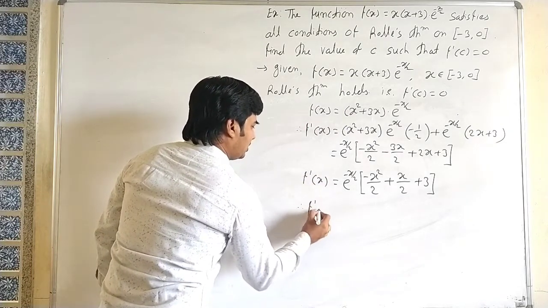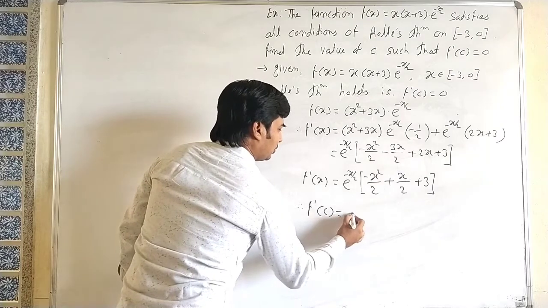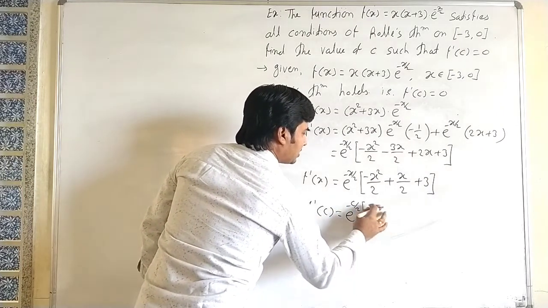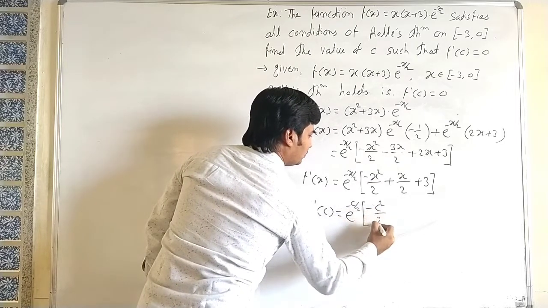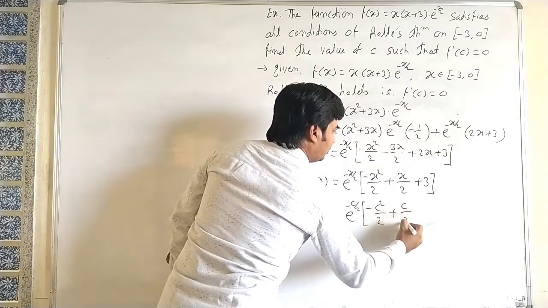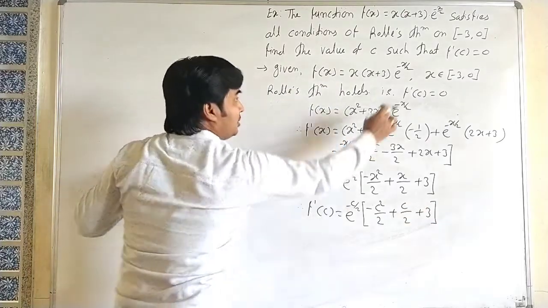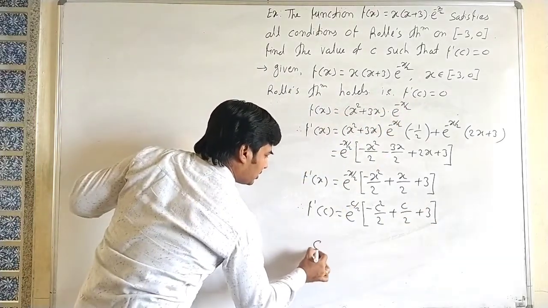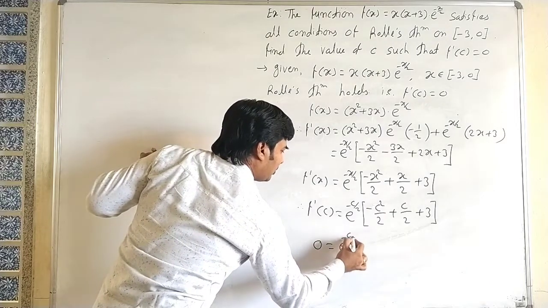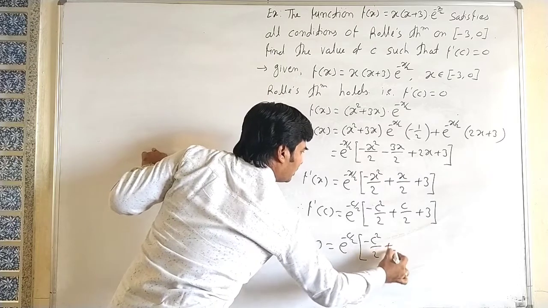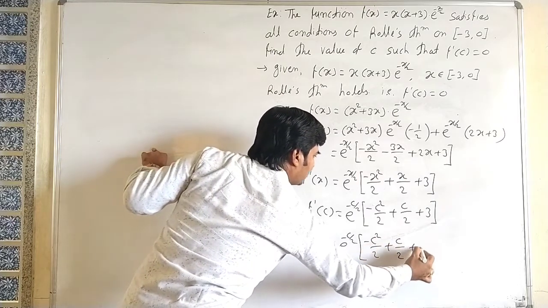Therefore f dash of c is equal to e to the power minus c by 2 into minus c square upon 2 plus c by 2 and plus 3. Then f dash of c is equal to 0. Therefore 0 is equal to e to the power minus c by 2 into minus c square by 2 plus c by 2 and plus 3.